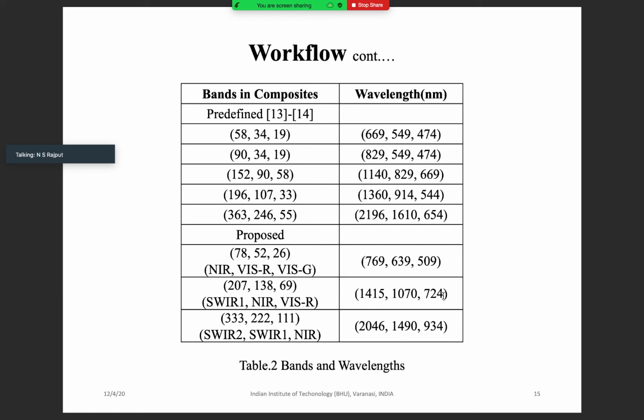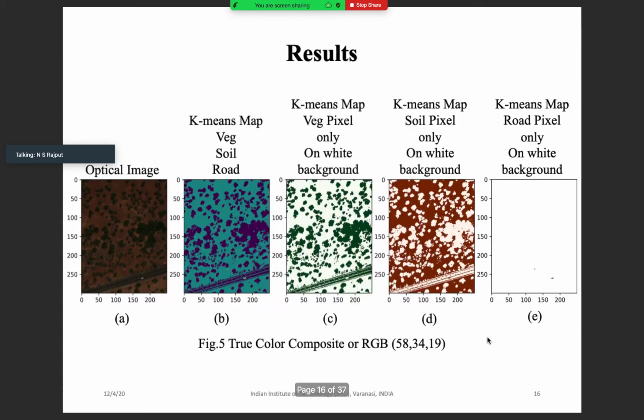So these are the different predefined bands. These are the 5 bands. Versus, below are the 3 different false color composites. One combination is NIR, visible red, visible green band. Another is shortwave IR1, NIR, and visible red band. The third combination is shortwave IR2, shortwave IR1, and NIR. So these are the 3 proposed bands. Although we worked on a variety of band combinations, optimally we found these to be more effective. So this is the basic work.